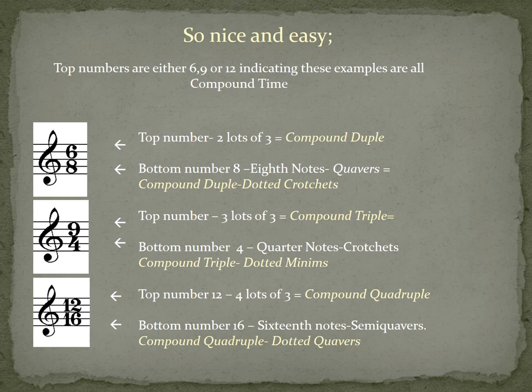Second one, top number is nine, in other words, three lots of three, compound triple. The bottom number is a four, quarter notes. That's three lots of three crotchets, which add up to a dotted minim. So therefore it's compound triple, dotted minims. And last but not least, top number is 12, four lots of three, compound quadruple. The bottom number is 16, 16th notes, grouped together into four groups of three, in other words, one dotted quaver, that's compound quadruple, dotted quavers.